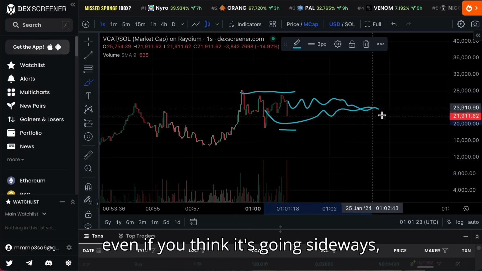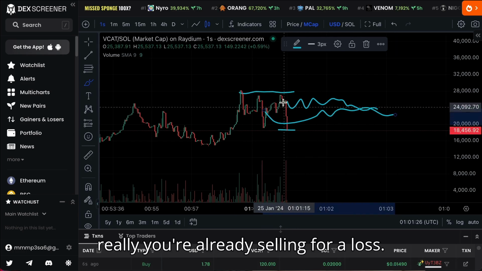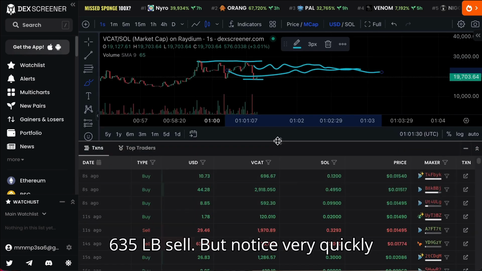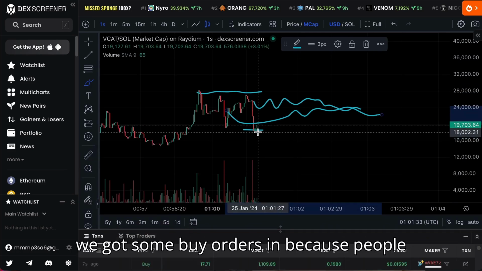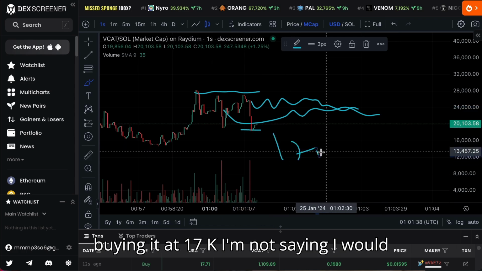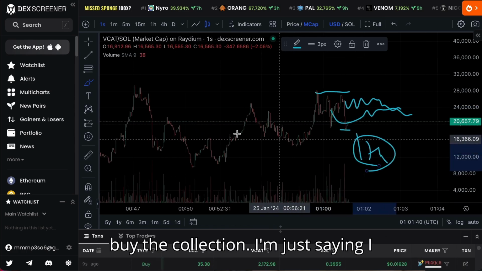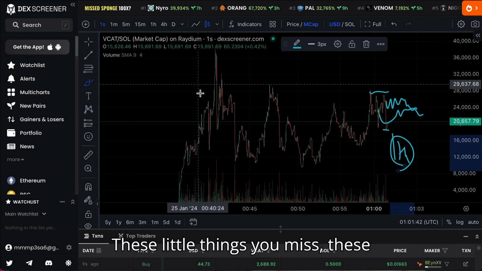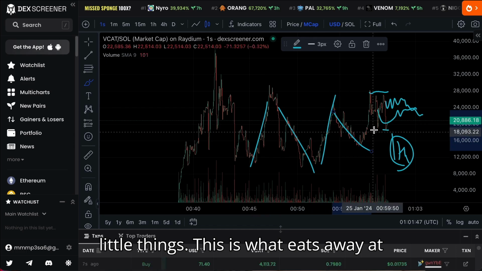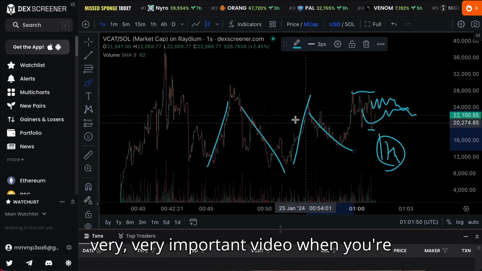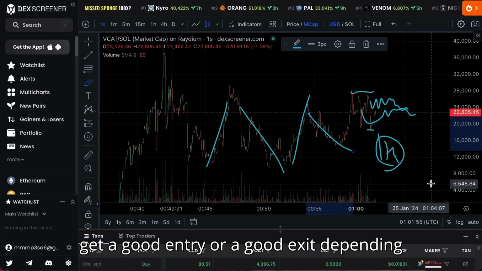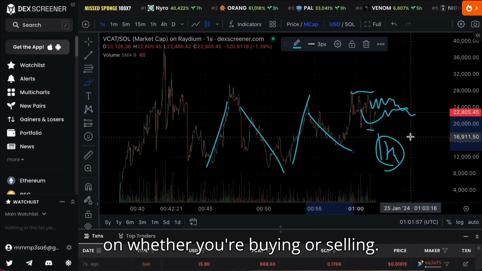So even if you think it's going sideways, really you're already selling for a loss. Look, we're having another dump here and it's probably some heavy selling. Yeah, a £635 sell. But notice very quickly we got some buy orders in because people are watching that. I would buy now. I'd literally click buy now because you're buying it at 17k. I'm not saying I would buy the collection. I'm just saying I would wait for the opportune moment. These little things, you miss these little things. This is what eats away at your trading account. So very, very important video. When you're buying and selling, drop to a second and get a good entry or a good exit, depending on whether you're buying or selling.